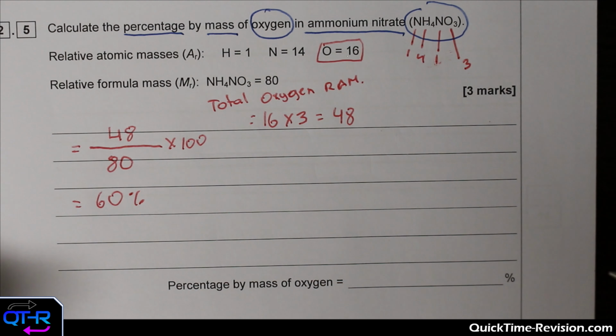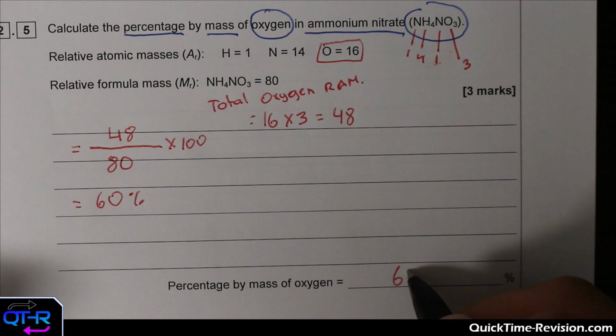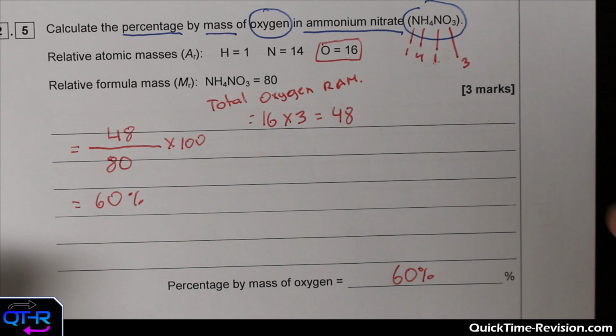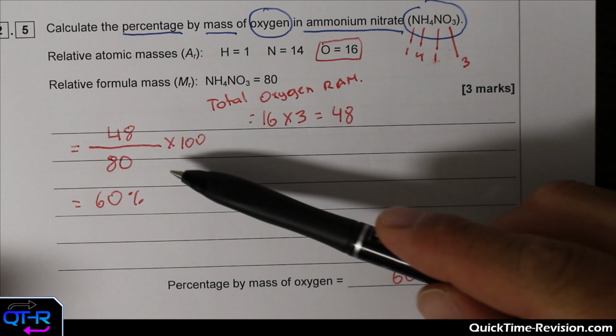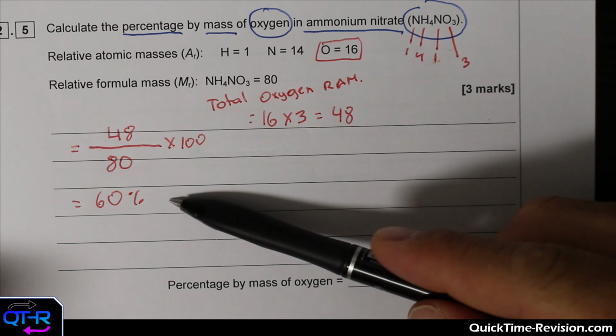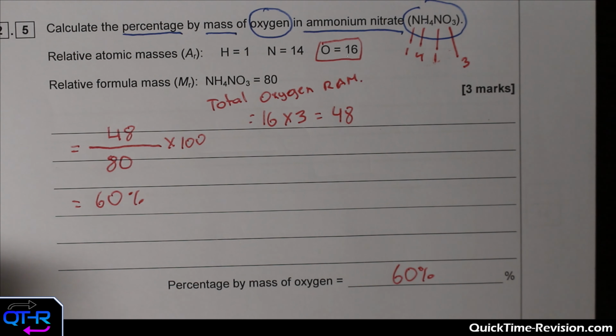They're not asking us for specific decimal places or significant figures, so we can just write down 60 straight away. And from here, you will get 1 mark for making the calculation of the RAM, 1 mark for your working out, and 1 mark for your actual answer, to make a total of 3 marks. So let's go to question 2.6.